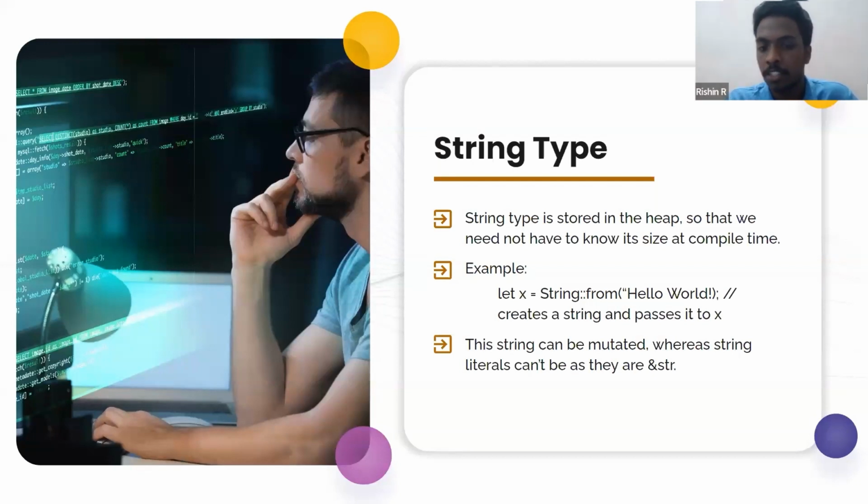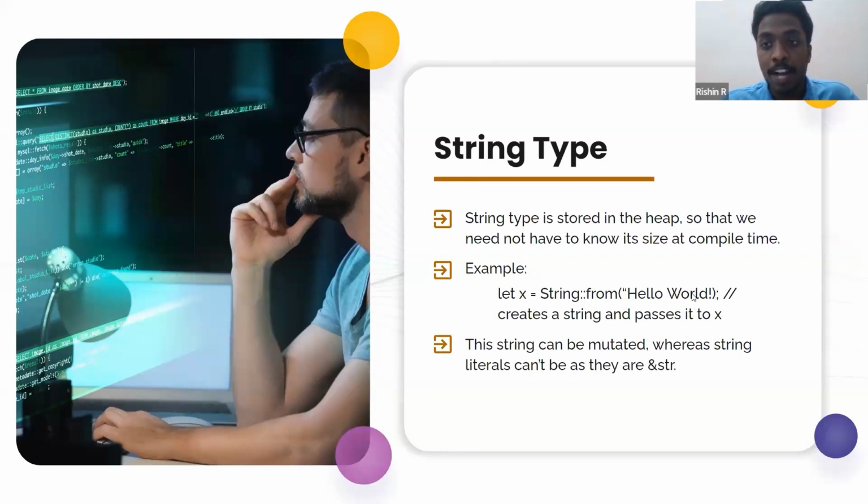This is how we create a string. That is, let x equal String::from("hello world"). So what happens is we create a String from "hello world", which by default is a &str, and what we are creating here is a String data type. There are actually two string data types in Rust, but right now I want you to learn this one, the String.